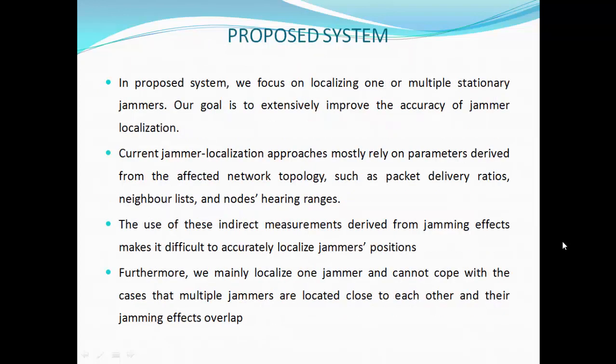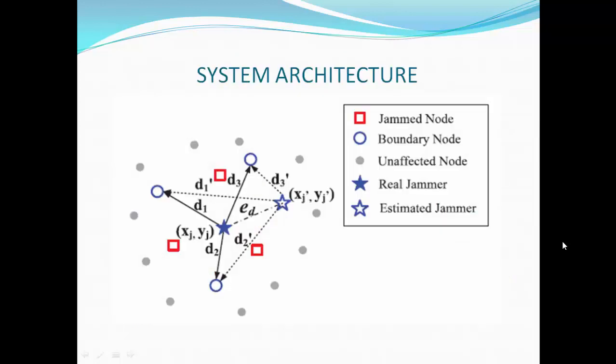In our project, we will be using direct measurements like the packet delivery to locate the jammers accurately. We will be locating the jammers one by one so that there would be no jamming effects overlap. We have implemented the jamming signal strength to locate jammers. So this is the system architecture.